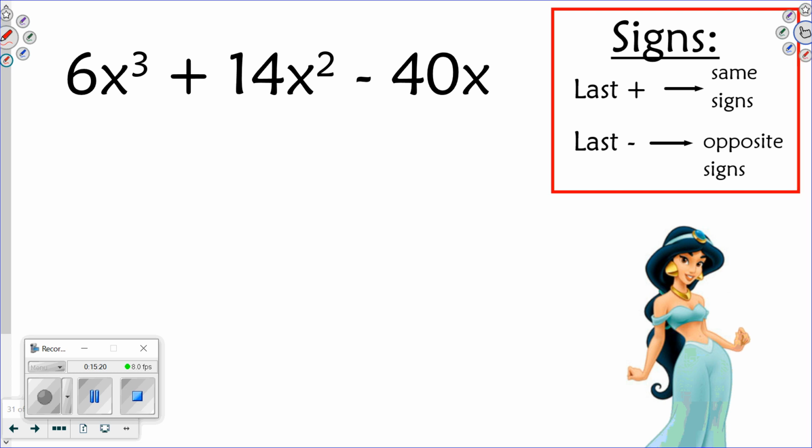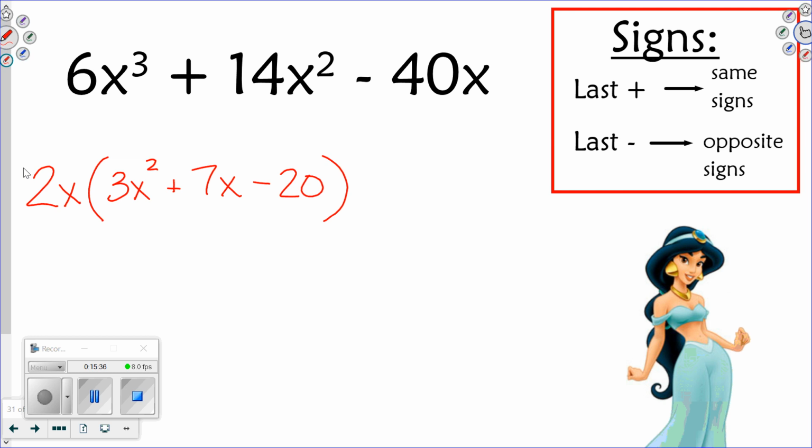All right, guys, let's go ahead and talk through this, make sure we're okay. Was there a GCF? Yes, what was it? 2x. So if you take out the 2x, you should have had 3x squared plus 7x minus 20. Should have been your first step. Pull up that GCF.